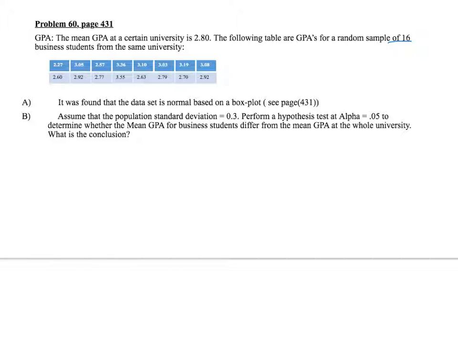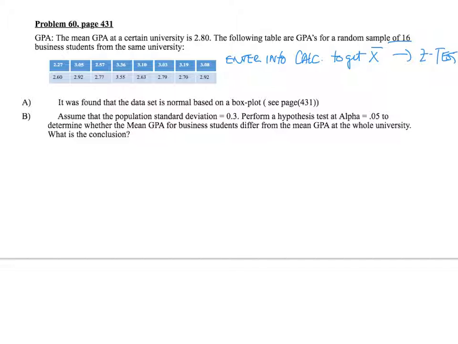The mean GPA at a certain university is 2.8. The following table are GPAs for a random sample of 16 business students from the same university. So we enter this information into the calculator to get X bar, or we can actually do all the statistics, right? We can do a z-test if we want to, which I'll compare the actual values.